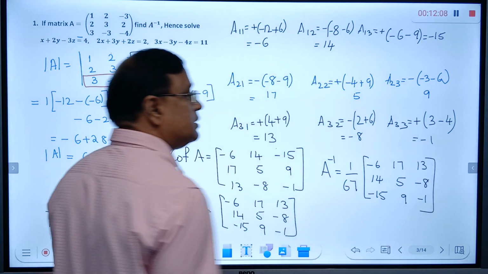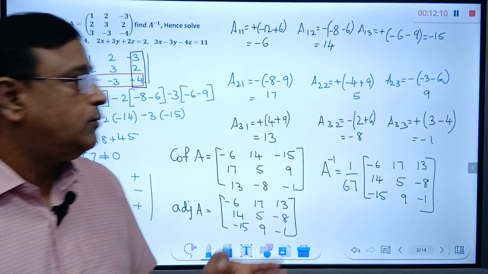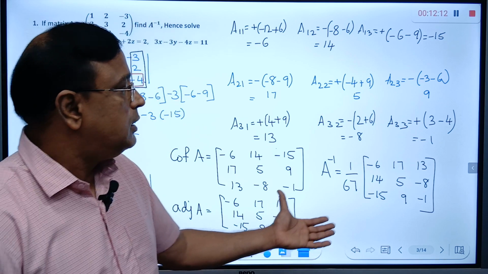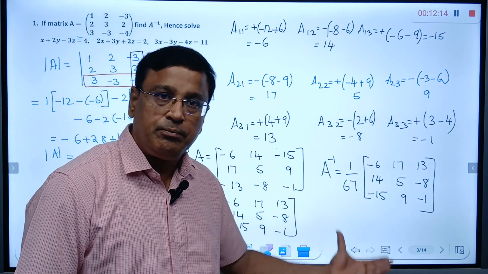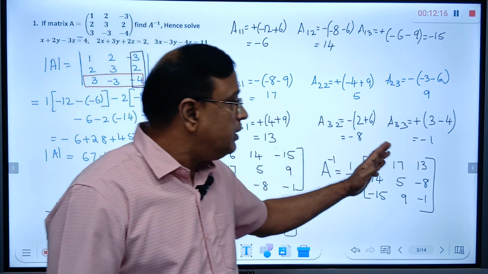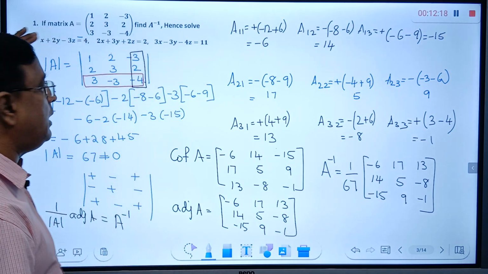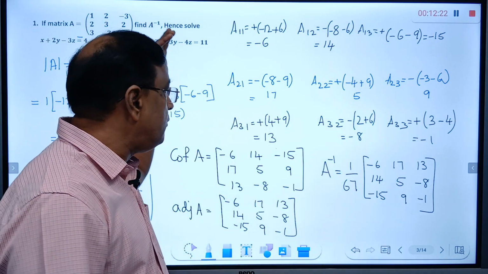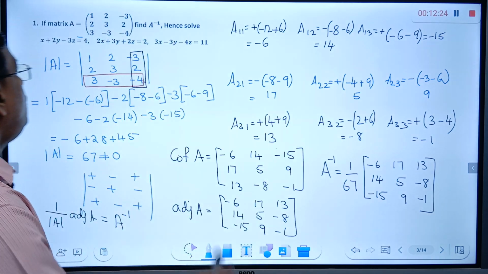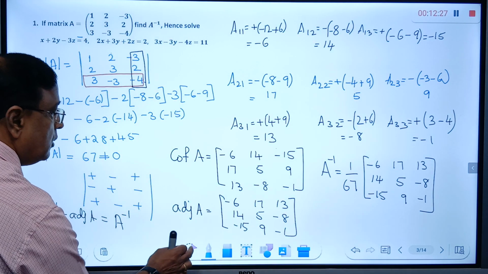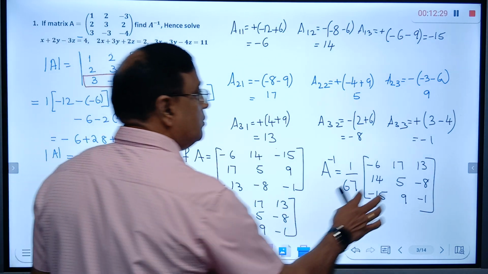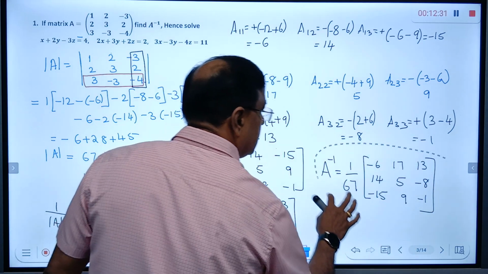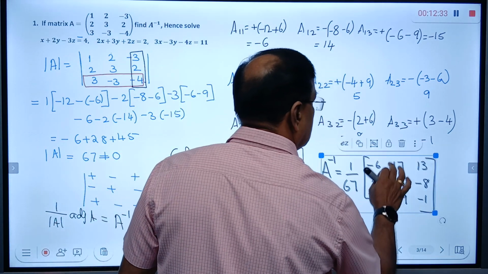So this is a huge task. If it is a 5-mark question, maybe till here you'll get 3 marks. So it is very, very important that you find A inverse. I'm sure by now you should be clear because you have done many questions on that. So I have found A inverse. Now how do I solve this equation? To solve this equation, I will go to the next page, but I'll take this inverse.